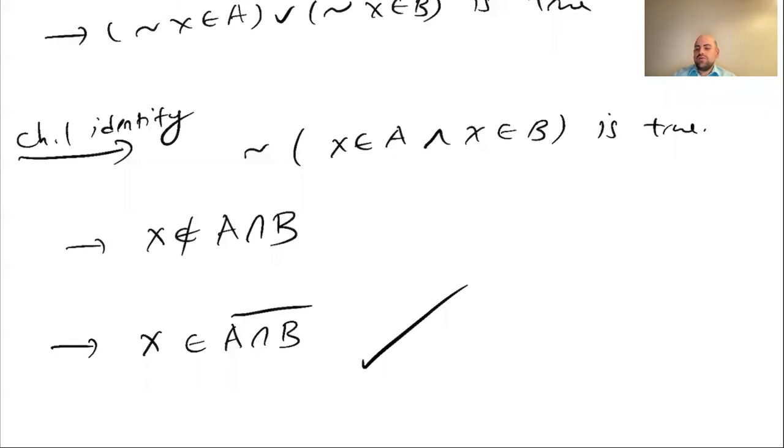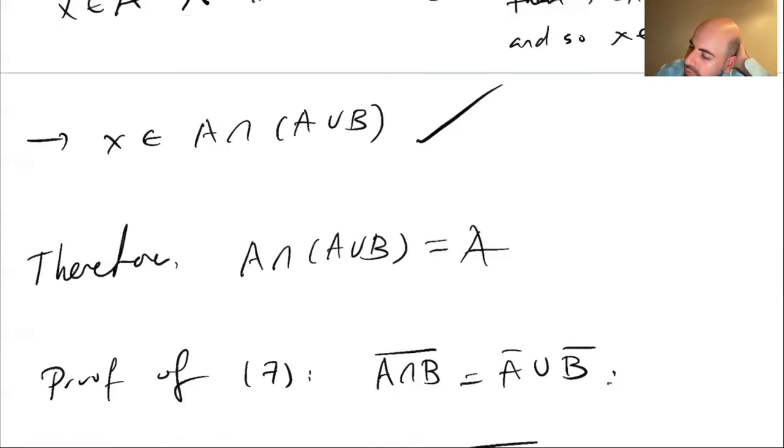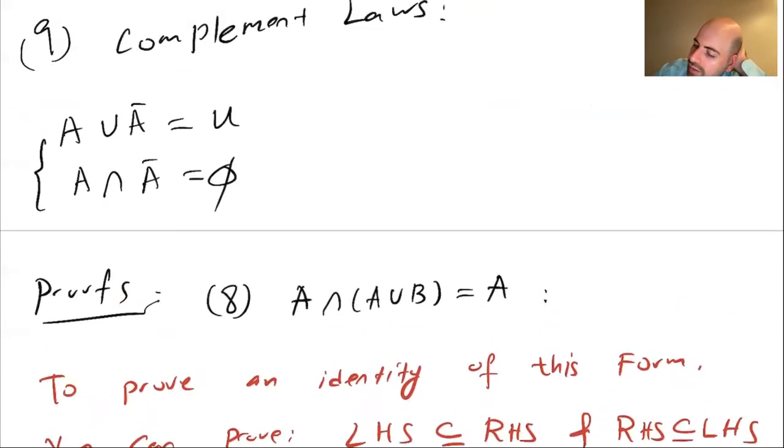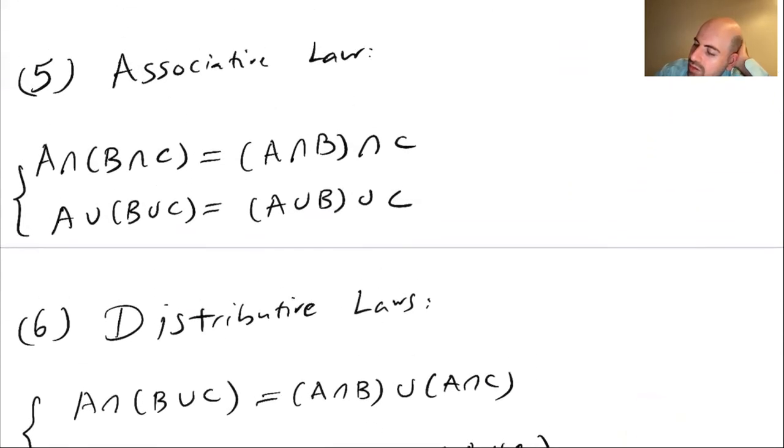So this was the proof of De Morgan's law because I showed that the left-hand side is a subset of the right-hand side, and the right-hand side is a subset of the left-hand side. So I proved two of these identities for you. You can prove the rest in a similar way. For any of these, you want to show that the left-hand side is a subset of the right-hand side and the right-hand side is a subset of the left-hand side.